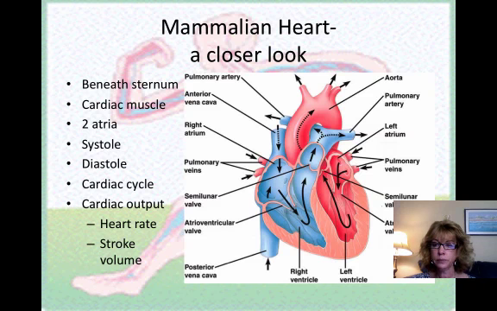Cardiac output is the volume of blood per minute that the left ventricle pumps. Cardiac output is dependent on two factors: heart rate, which is the rate of contraction. It's the number of beats per minute, which in the average human is about 70 beats per minute during a resting phase. The cardiac output is also dependent on stroke volume.